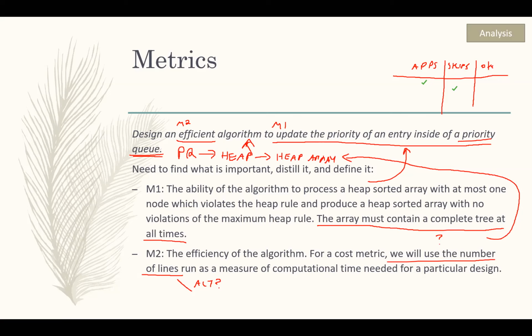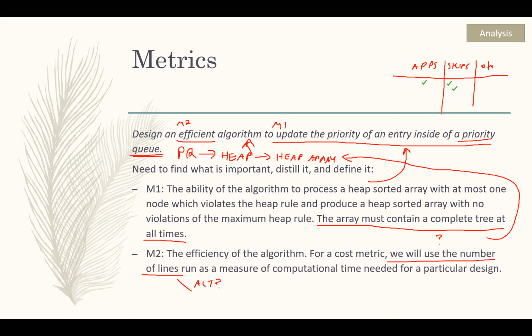Big O? Okay, so big O would be a way that we would talk about it. We would say the number of lines run is big O of n, or big O of 1, right? Big O is going to be how we talk about them. So we will use big O here. But then big O can be used to measure different things.